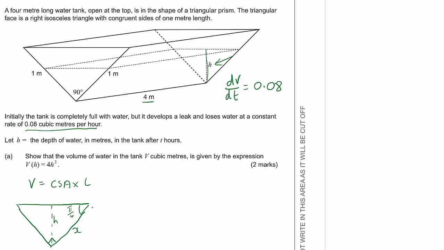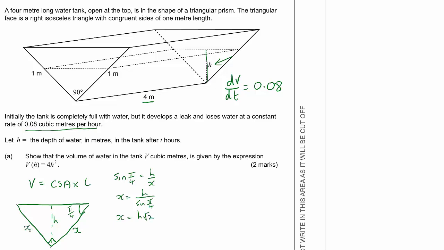And we know that this is the opposite and this is the hypotenuse compared to this angle. So the sine of pi by 4 would be equal to h over x. So x is going to be h over sine pi by 4. So x is going to be h root 2.